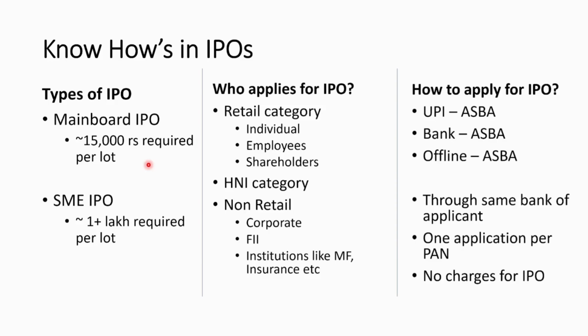A lot can have multiple shares, say 100 or 200 or 300, but the value of the lot may not exceed 15,000. Normally a lot will be around a value of 10,000 to 15,000 rupees. This is the criteria for main board IPO. And SME is small and medium companies, and these are quite popular now, but the investment requires at least 1 lakh rupees.